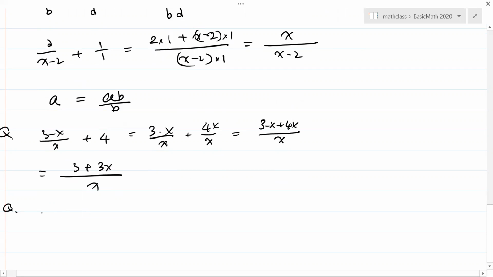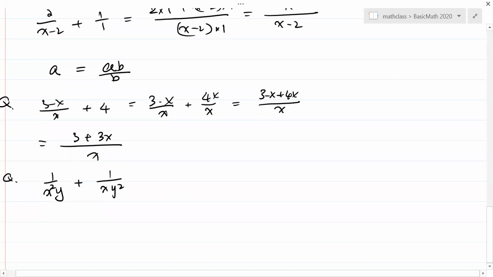All right, let's try a slightly different type of problem. 1 over x squared y plus 1 over x y squared. Now look at these two fractions. You will see that they have different denominators. How to combine them into one fraction? You can use a formula, right? You can also try and just make them have a common denominator.